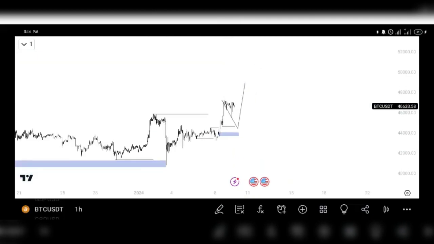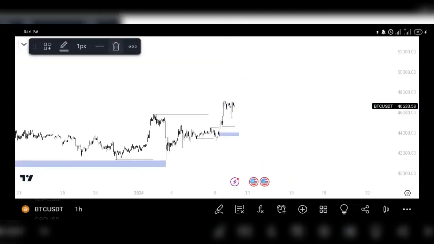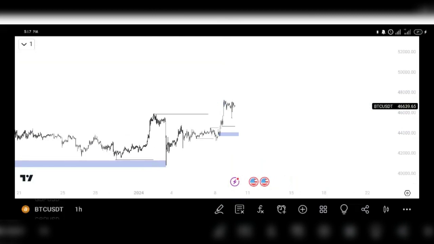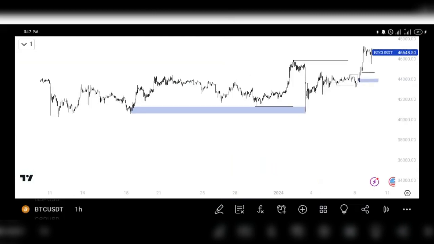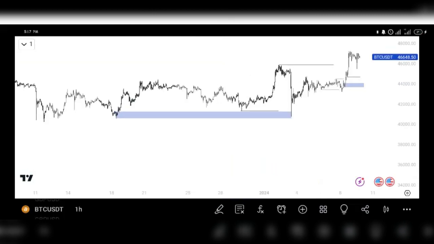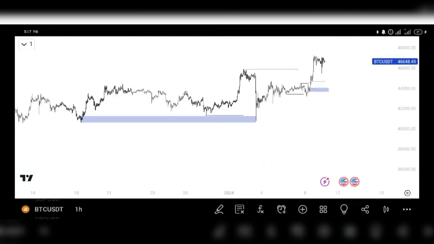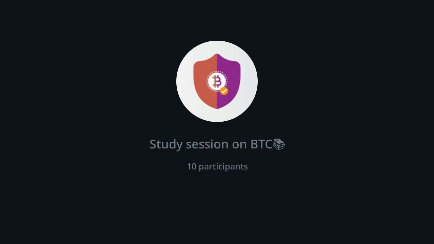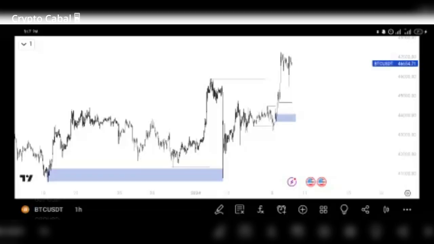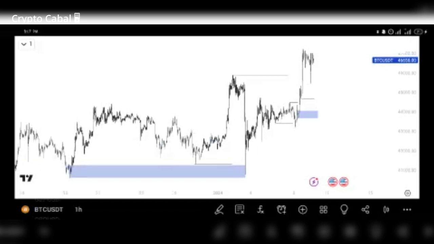So for now, we are bullish on Bitcoin. Everything happening right now on Bitcoin is bullish, except we have bearish fundamentals tomorrow on the ETF, and if it's negative, we can see a decline in the price of Bitcoin.